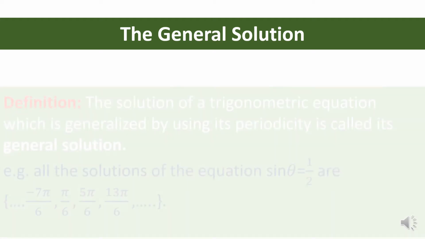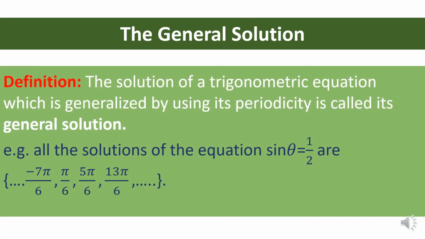The definition: the solution of a trigonometric equation which is generalized by using its periodicity is called its general solution. Remember, trigonometric equations are periodic in nature. The solutions are periodic because they keep repeating themselves. For example, the solutions of the equation sine theta is equal to half. Now we know that sine 30 is half. That means one answer we already know, that is pi by 6.